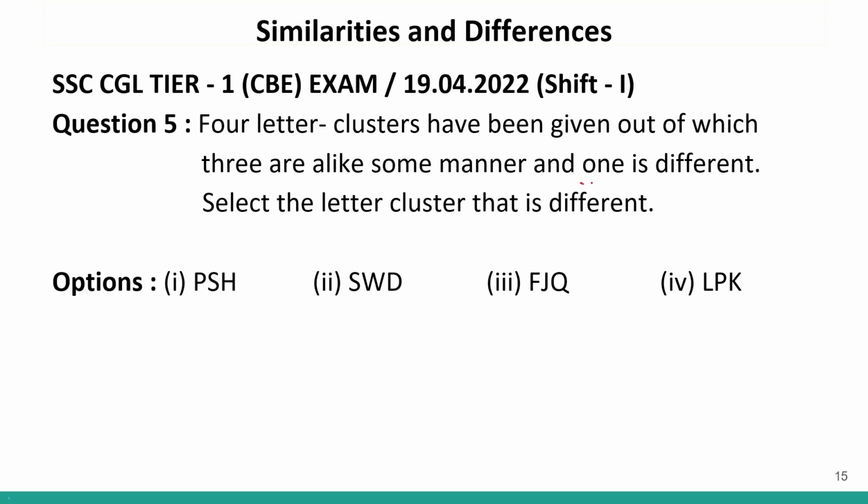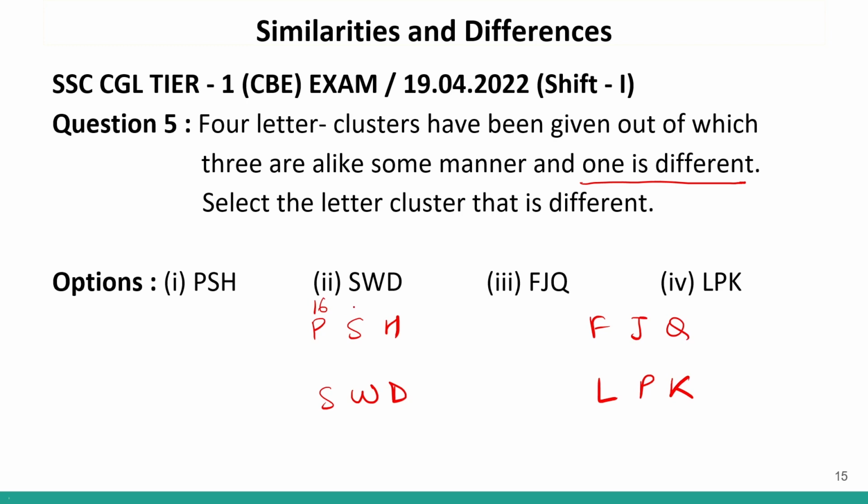Okay, now again we have to find out which one is different. So which one is different? This will be a series, this will be a series, this will be a series, and this will be a series. And out of these 4, there will be one which will not follow the same logic, and that we have to find out. So let me write it as this: PSH is 1, SWD is 1, similarly FJQ is 1, and LPK is 1. Now let me give them forward ranks.